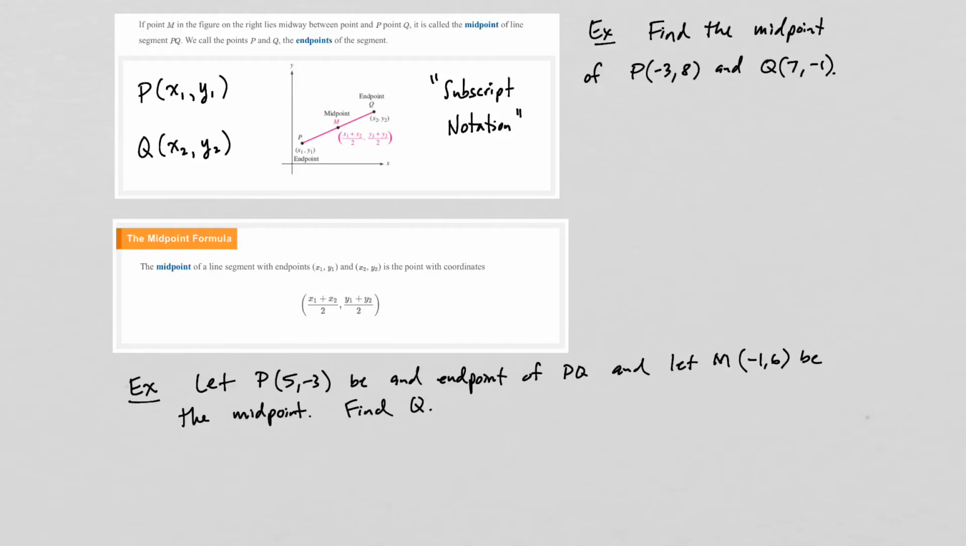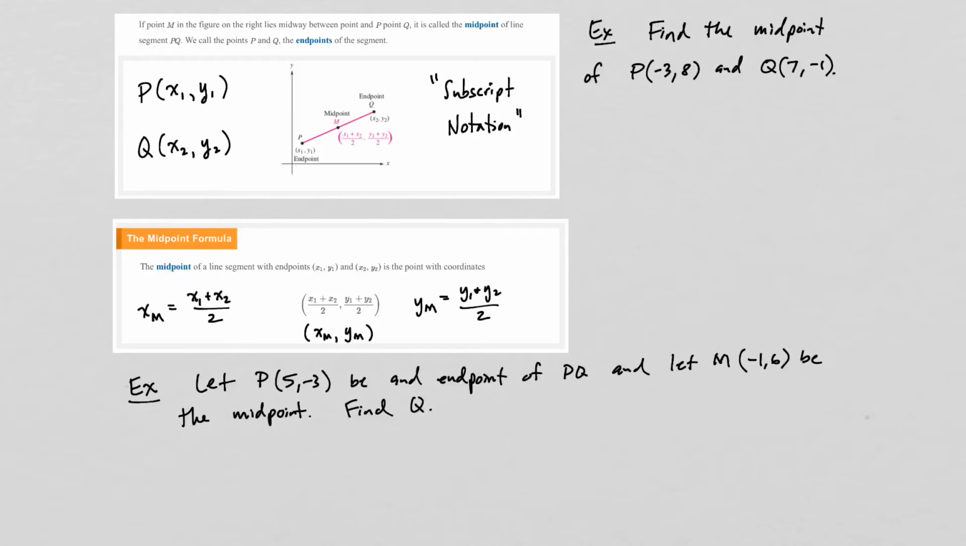And sometimes you'll see this referred to in the following way. The midpoint will often be labeled as xm and ym. And we can rewrite the formula as the x coordinate of the midpoint is this, and the y coordinate of the midpoint is this. So all we're talking about here is some notation.